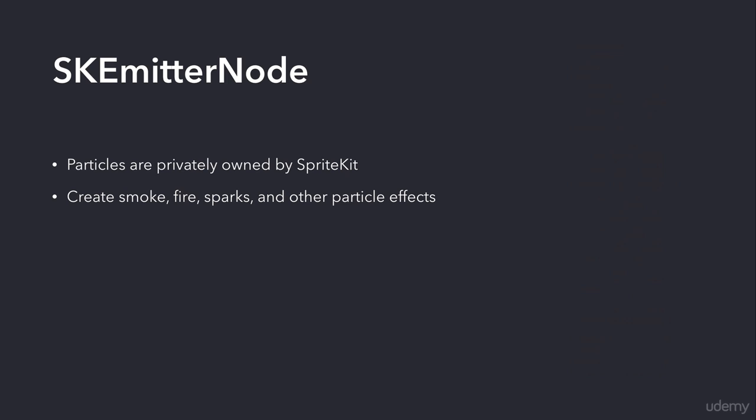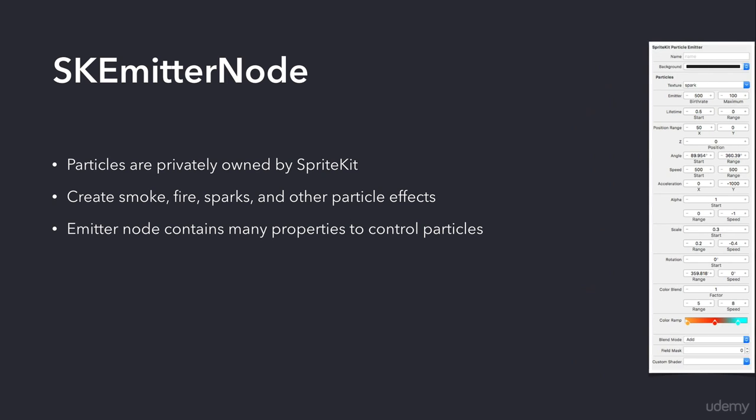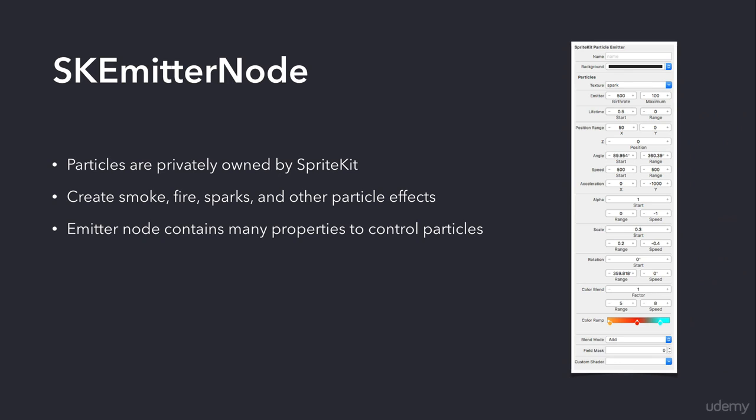These particles are purely visual objects, and their behavior is entirely defined by the emitter node that created them. The emitter node contains many properties to control the behavior of the particles it spawns. Just to give you a quick overview of what you can adjust, these are all the properties that we can visually adjust in the SpriteKit editor when we create these particles.